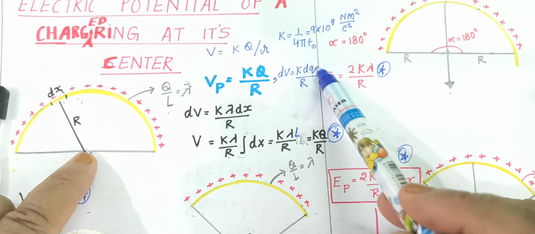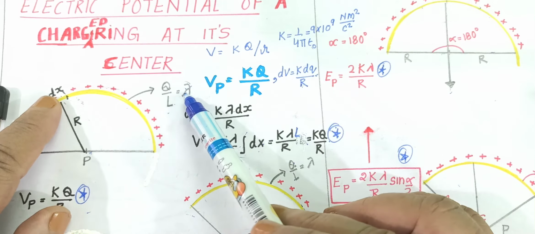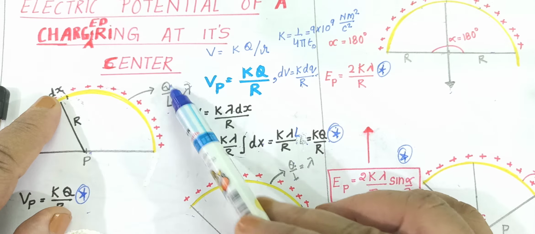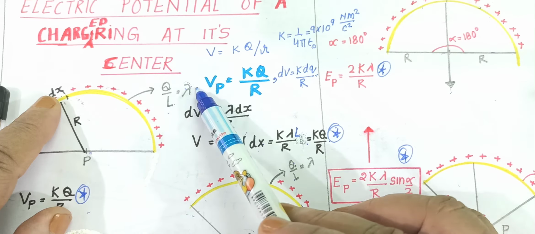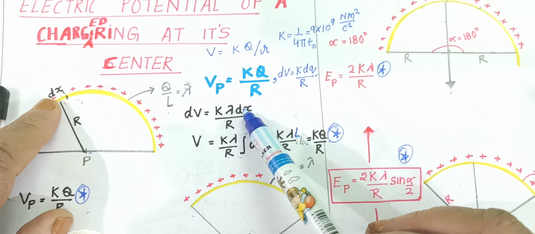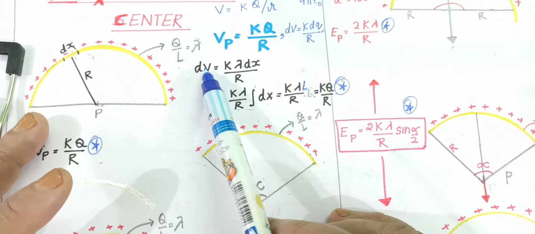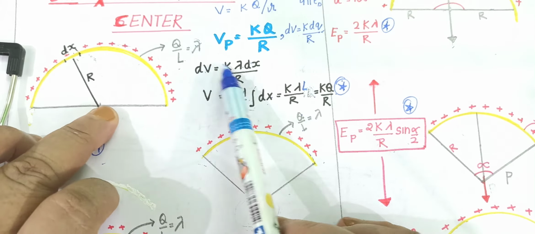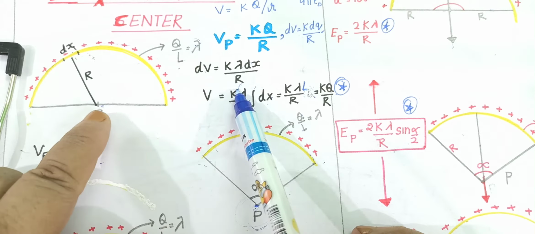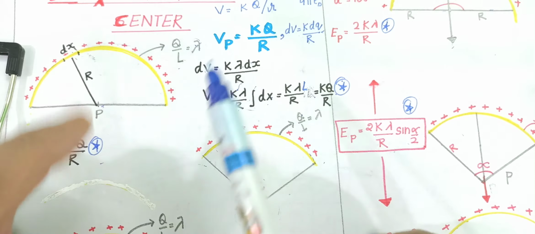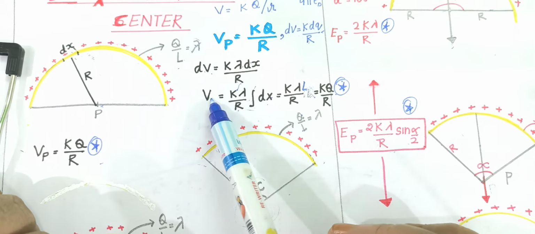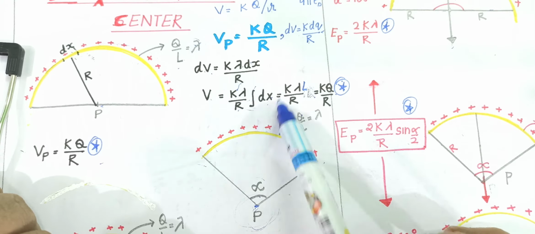Now this element's charge can be calculated using this linear charge density concept. It is charge per unit length. That is, if unit length is having charge lambda, then dx length will have charge lambda dx. So this element will produce potential at P this much. So all the elements will produce potential dV, and since potential is a scalar quantity, we can add all the potentials, and adding means integration.